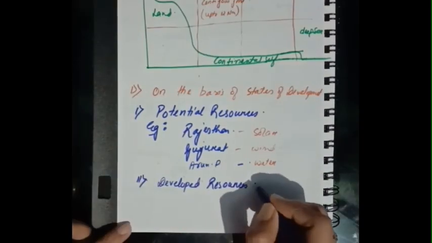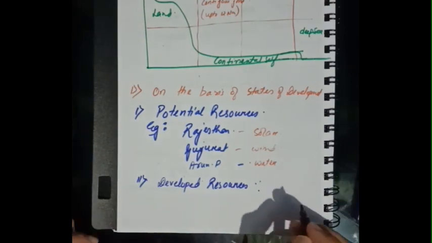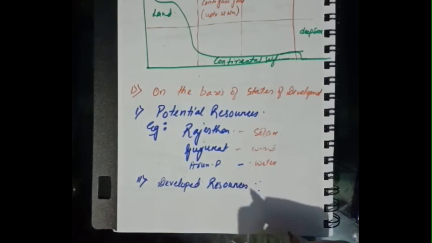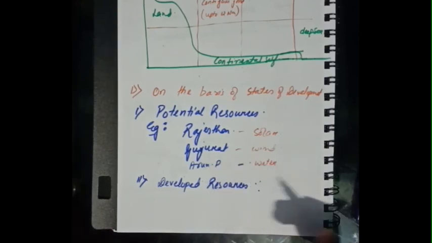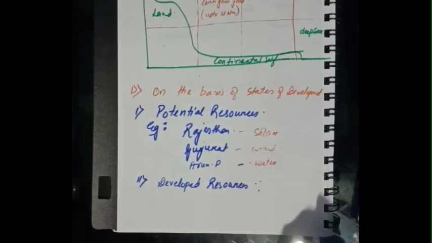Another type of resources is developed resources. These are those resources which have already been surveyed, their quality determined, and which we are presently using. Such type is known as developed resources. For example, many coal fields or gold mines of our country or in different parts of the world are already surveyed and determined, and we have been using those resources from that area.